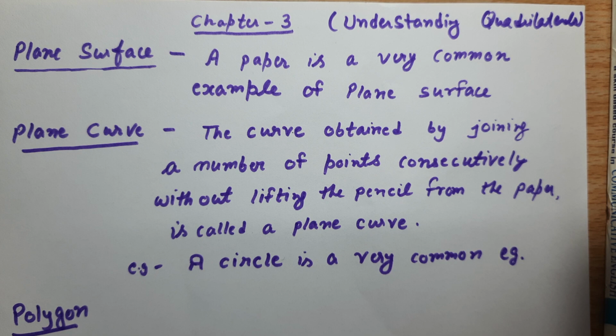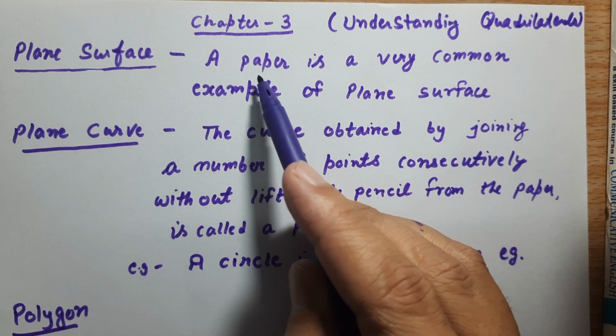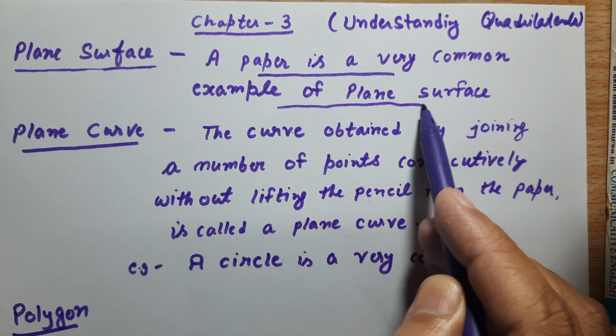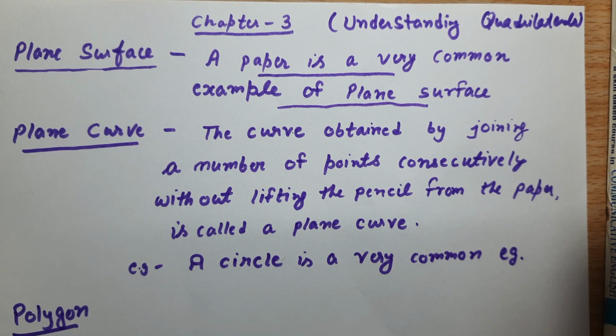As you can see, this paper is a simple example of a plane surface. A paper is a very common example of the plane surface. Now we will understand about plane curve. What is meant by plane curve?